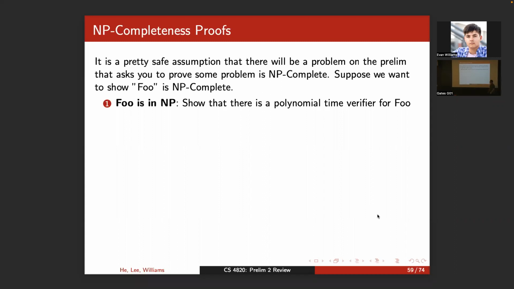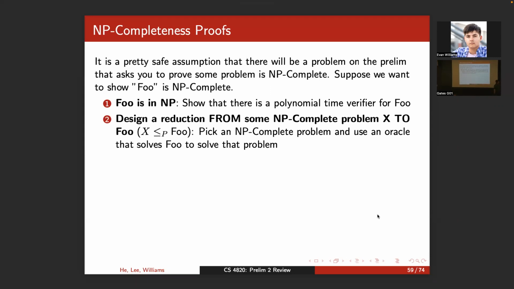So please show that your problem is in NP by constructing a verifier and then verifying that it is indeed polynomial time. You don't always need the tightest runtime. If it's clear, you can say linear, you can say quadratic, and it doesn't need to be super tight. But please don't say the wrong runtime, because that will lose you points.